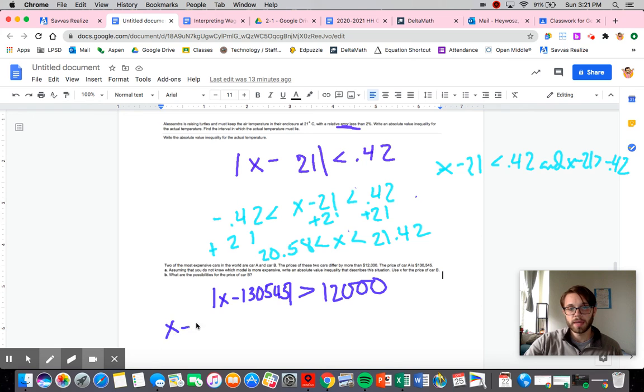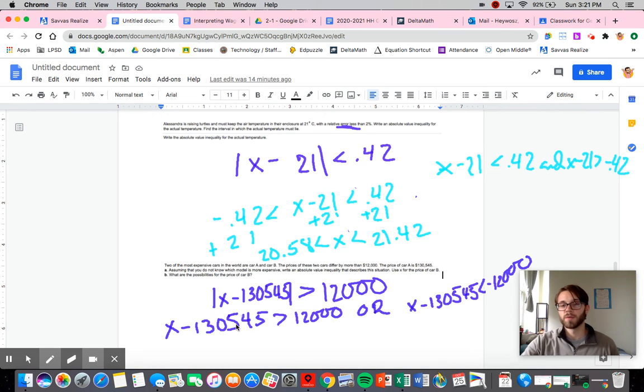So x minus 130,545 is greater than 12,000. So just as we always had. Or x minus 130,545 is less than negative 12,000. Oops, I ran out of room. So now we'll just solve this.